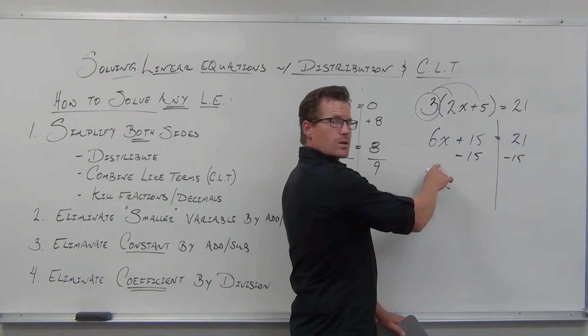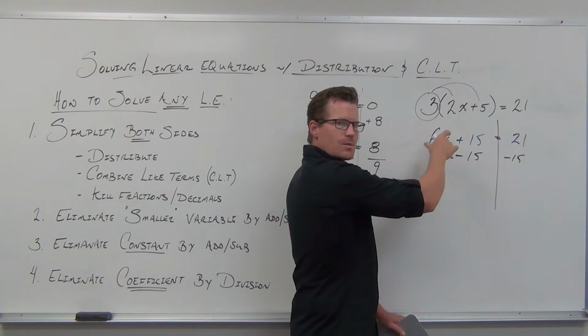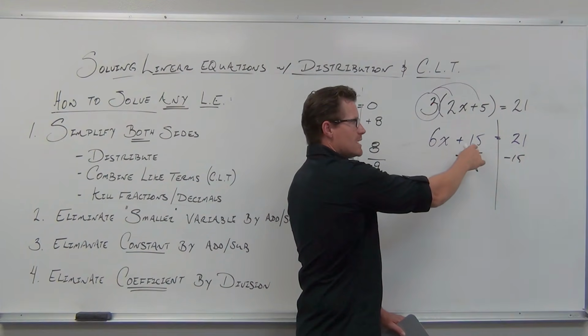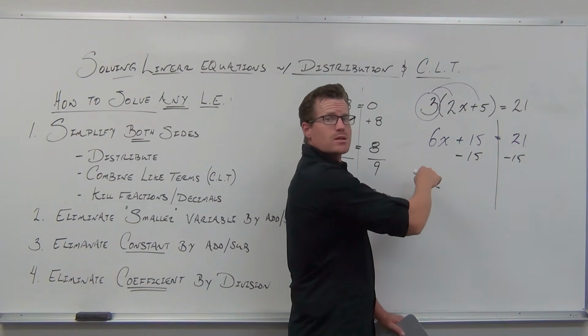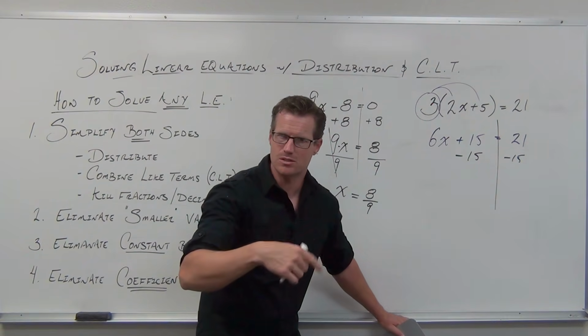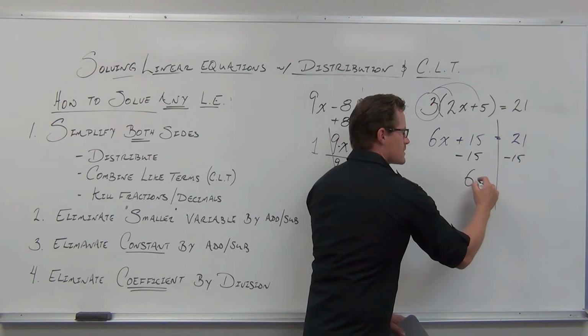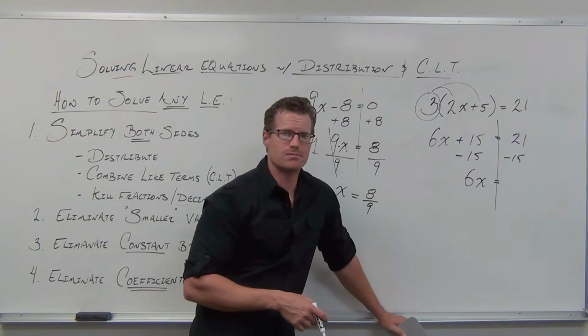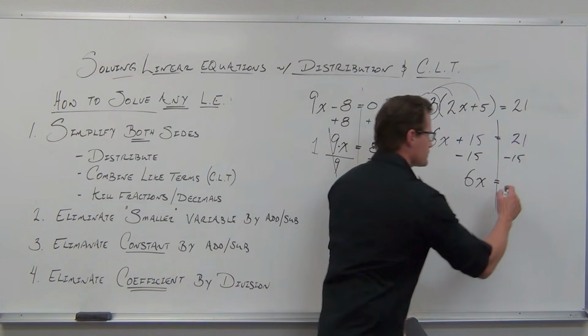On the left-hand side, look what it does. It gets us one step closer to getting that x by itself. 6x plus 15 minus 15, hey, that's 6x plus 0. Remember, we're trying to get zeros with addition and subtraction. 6x plus 0 gives us back 6x. Right-hand side, 21 minus 15. Man, we can do that. That's just going to be 6.